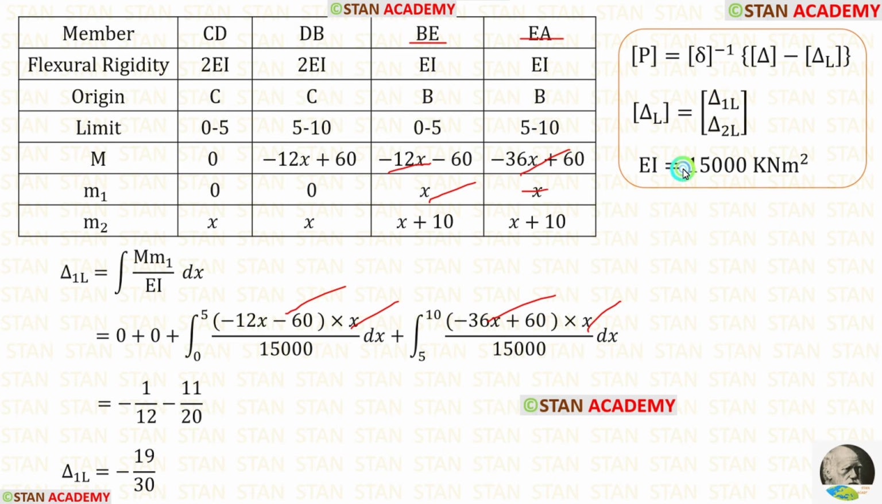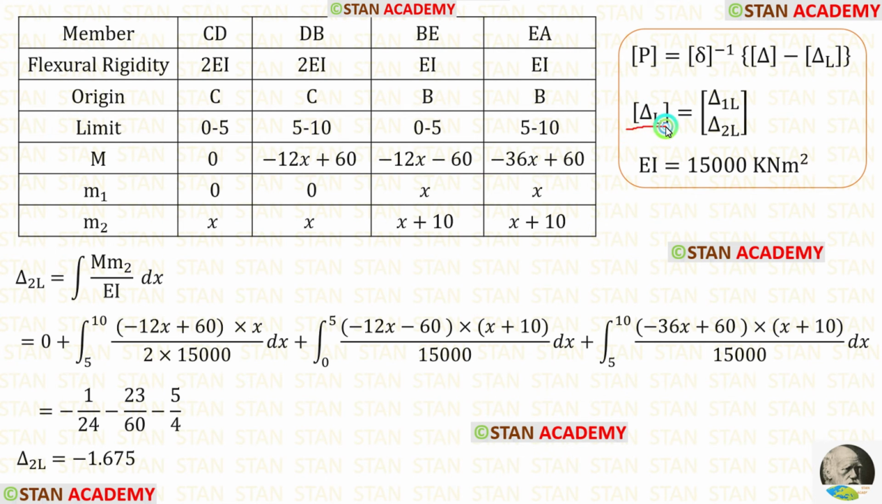The value of EI is 15,000 kilonewton meter square. Let us apply that also. Then we have to use the calculator and do the integrations. If you do not know how to use the calculator for the integrations, see the description below. There is a link. You can click the link and watch the video. I have used the calculator and got these values. Let us add these two values. After adding, we are getting minus 19 upon 30.